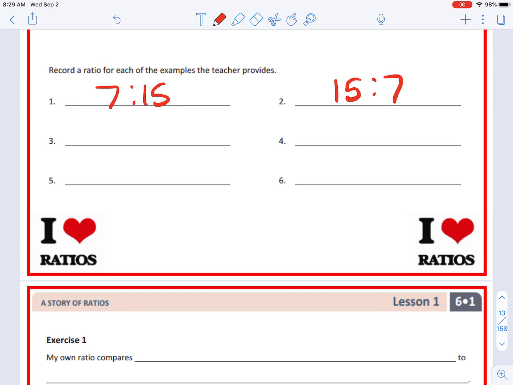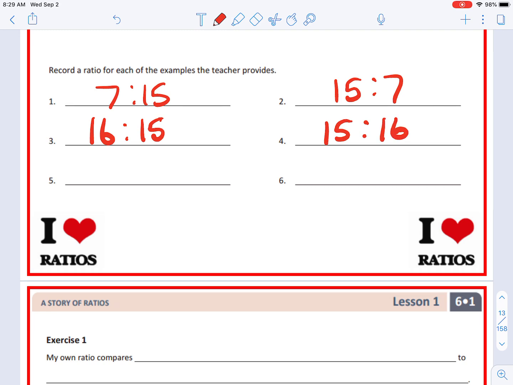Okay? We have a class and there are 15 girls and 16 boys. I want to know the ratio of boys to girls. Okay? So that would be 16 to 15. Okay? And now I want to know the ratio of girls to boys. And that would be 15 to 16.